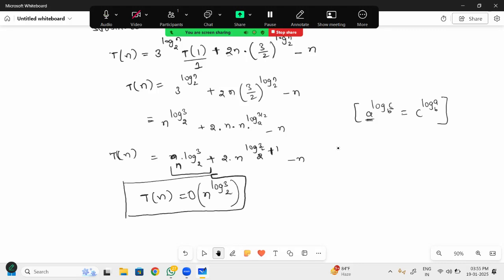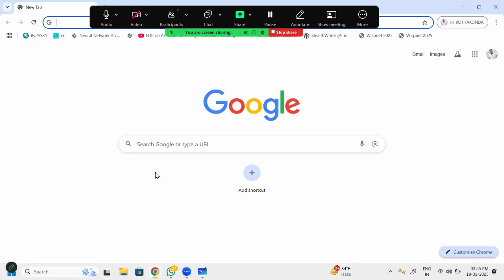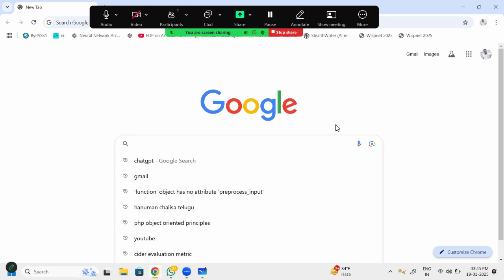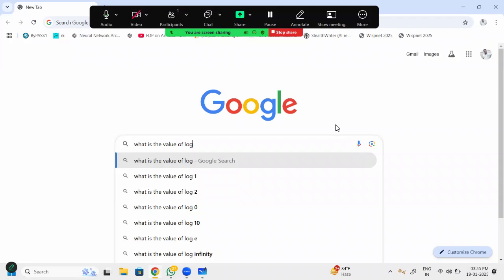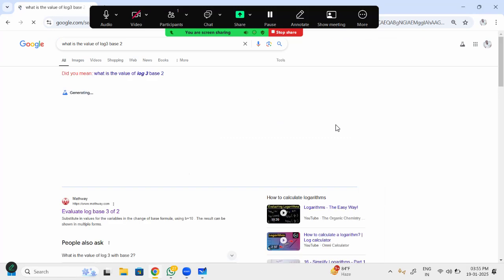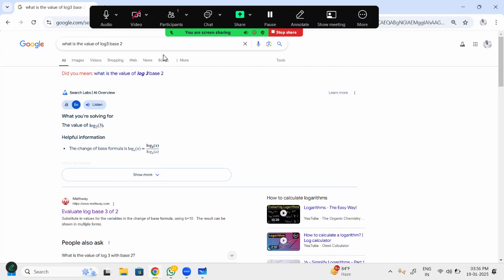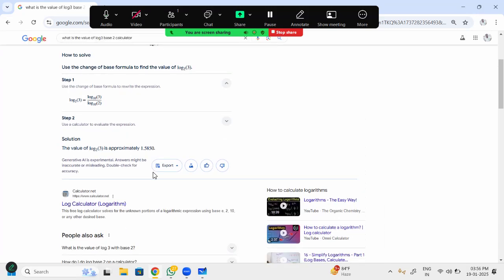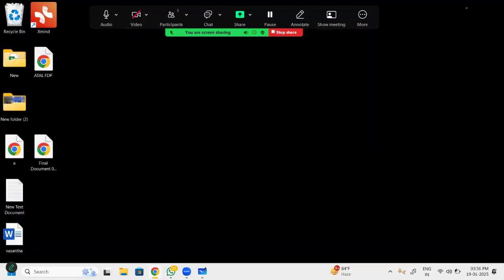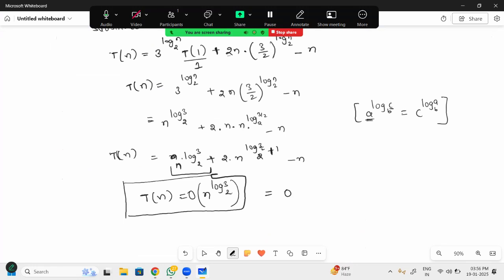Now let us calculate the value of log 3 base 2. I am going to calculate this from online. So when I see this, what is the value it has given? 1.5850. So this equals order of n to the power of 1.585. This is the value.